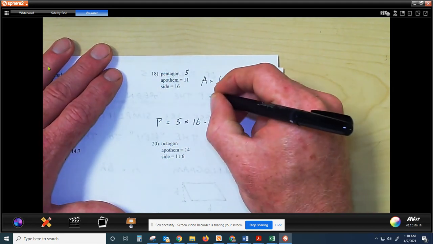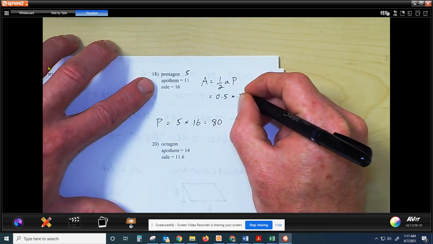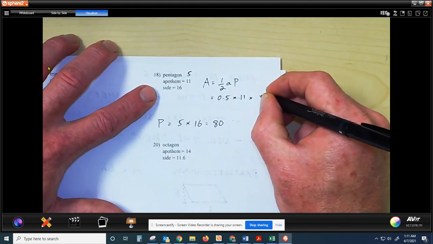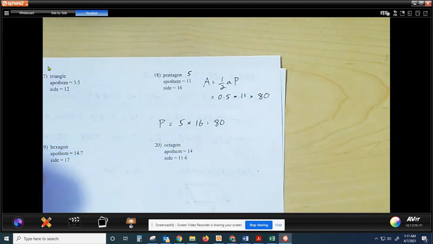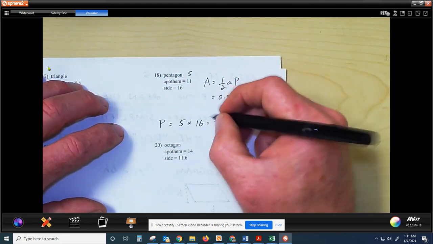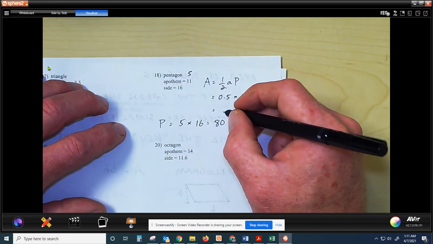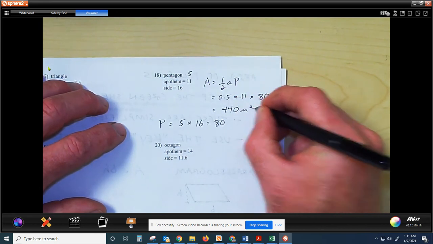Now I plug it in. 0.5 times my apothem length of 11 times my perimeter of 80. You might find that you're enjoying these a little bit. That's a guess. Some of you will like being formulaic about it. It's nice to fall into a predictable rhythm here. My calculator tells me this is 440 meters squared.